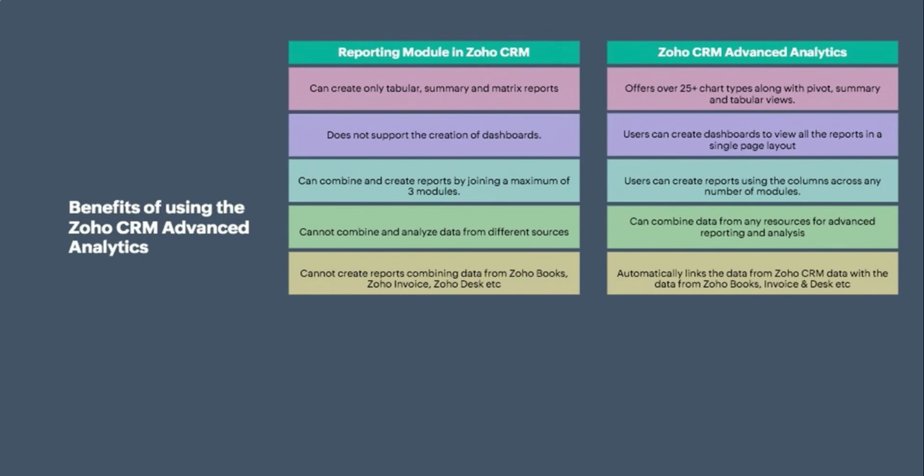The primary difference between this point and the previous point is that when you integrate Zoho CRM with Zoho Analytics, you get reports out of the box. Similarly, when you combine your CRM data with Books or Desk or Invoice, you get cross-functional reports out of the box as well. There are some pre-built reports that include your Books and CRM data together in the analysis.